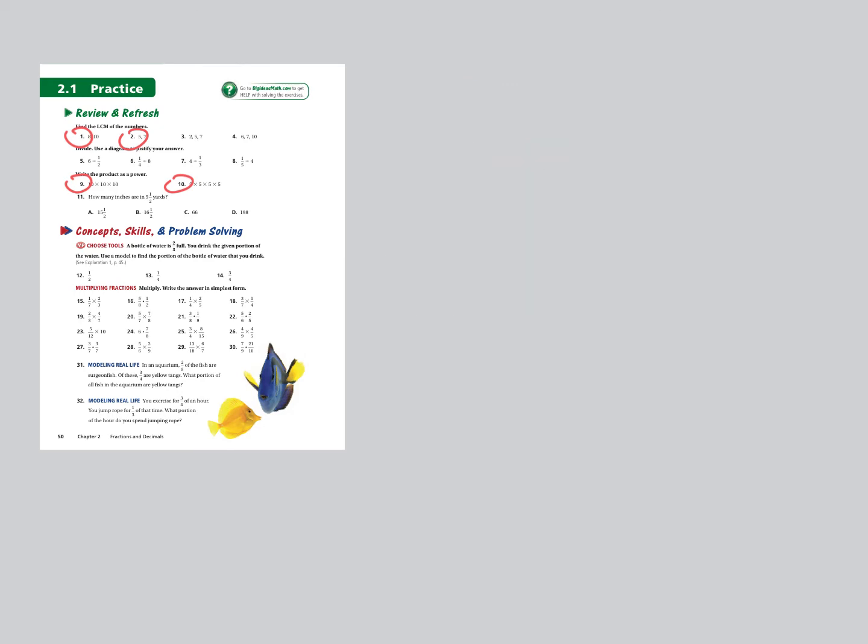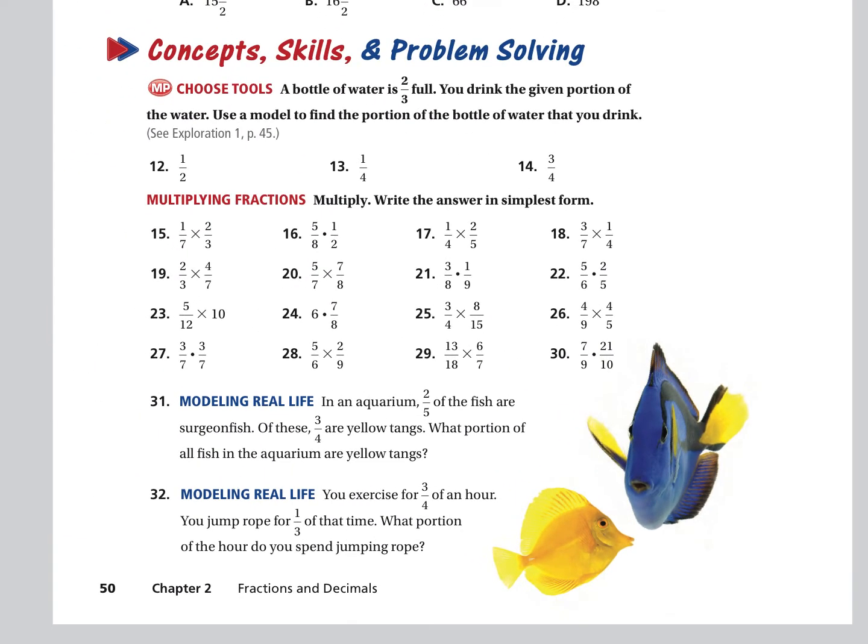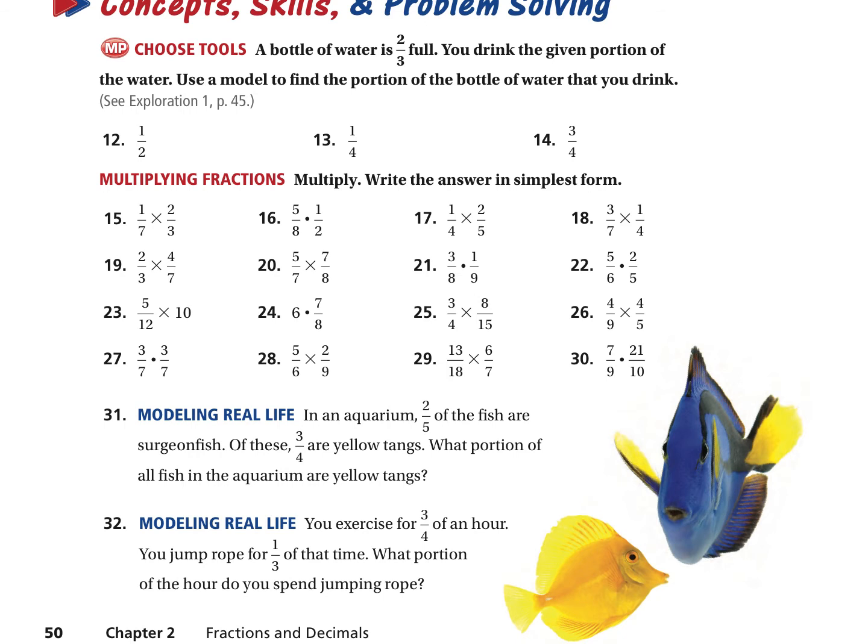Let's just go over a few of these. Multiplication. Well, I guess we could just do them fast. I'm running through these here, just straight across. For number 15, 1 times 2 is 2, 7 times 3 is 21. Okay, 16, 5 times 1 is 5, 8 times 2 is 16. 1 times 2 is 2. 4 times 5 is 20. 3 times 1 is 3. 7 times 4 is 28.